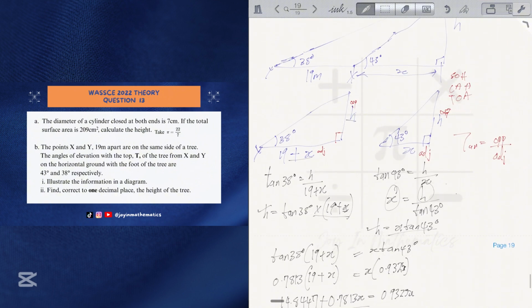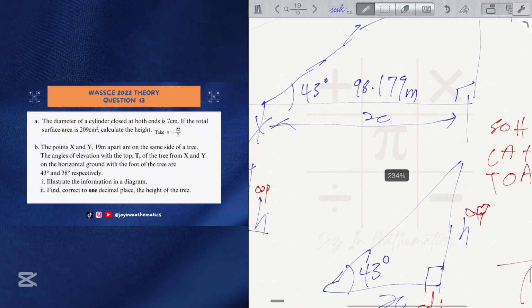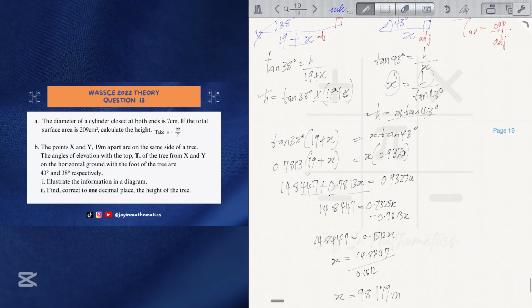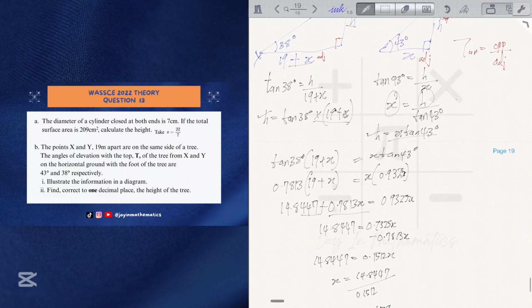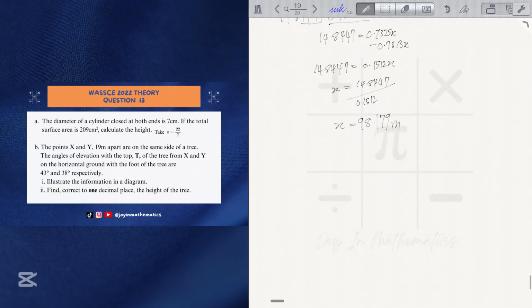Now we have the value of x. So wherever we see x, we can easily substitute 98.179 meters. Now, the question says we should find the height of the tree. The height of the tree can simply be evaluated by using this formula, that h is equals to x tan 43 degrees, or you can choose to use this. But this is quite longer, so we will just use this. So the height of the tree, h, is equals to x tan 43 degrees.